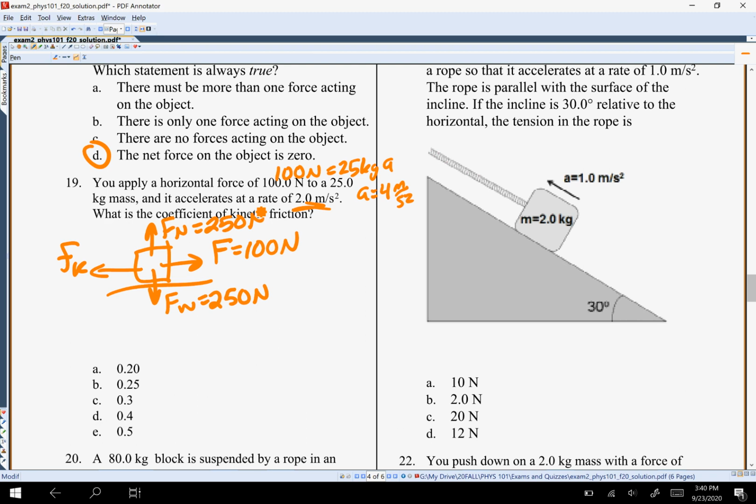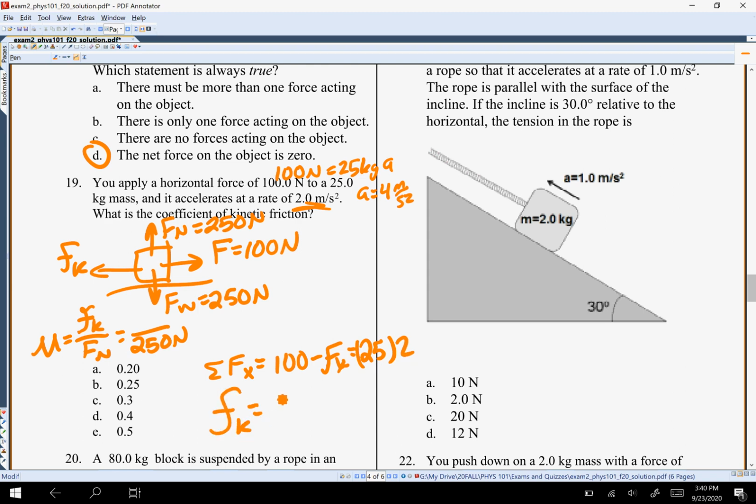So I'm looking for mu, and I know that mu is equal to Fk divided by the normal force. So I have my normal force, 250. Now I need to find what is Fk. So I can look at the sum of the forces in the x direction. That's 100 minus Fk is equal to 25 times 2, 25 kilograms times 2 meters per second squared. So Fk is equal to 50 newtons. So I have 50 over 250. That's equal to 0.2. So number 19 is A.